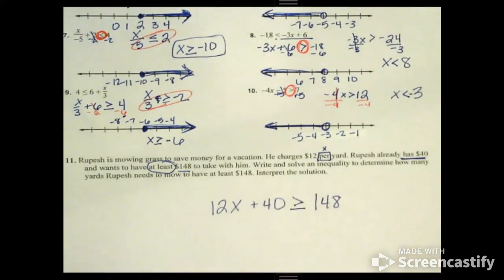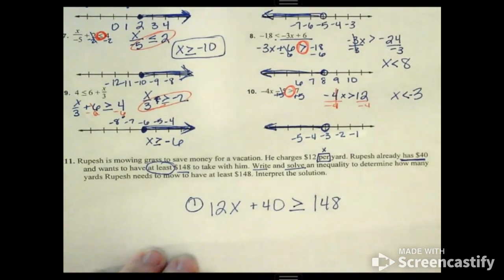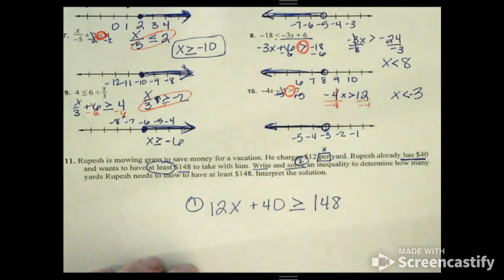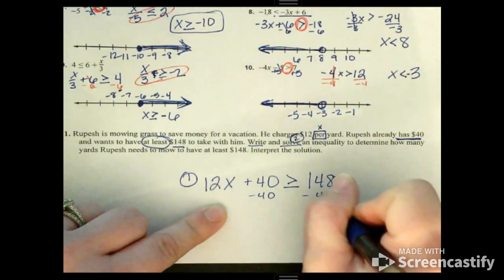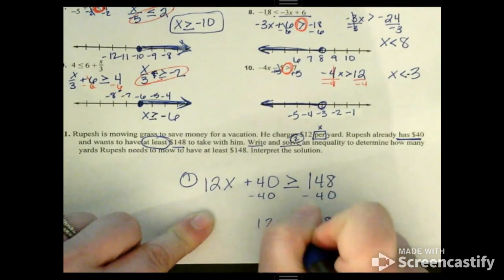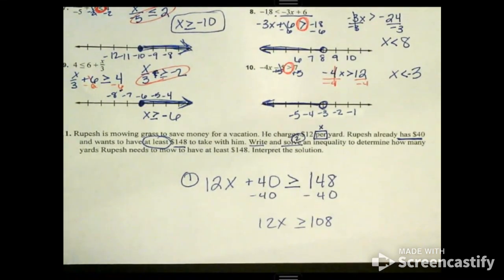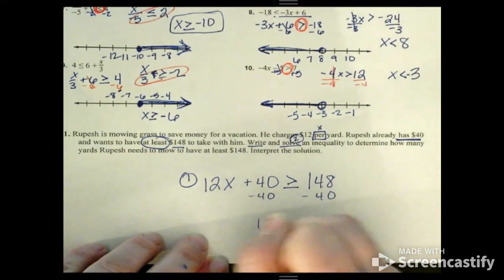148. So since it said write and solve, is this part of my answer? Yes. So that's just one part. What's my second? To find that value. All right, so what would I do first? Minus 40. Minus 40. So it gives me 108. What times 12 gives me 108? 9. Not too bad, right?